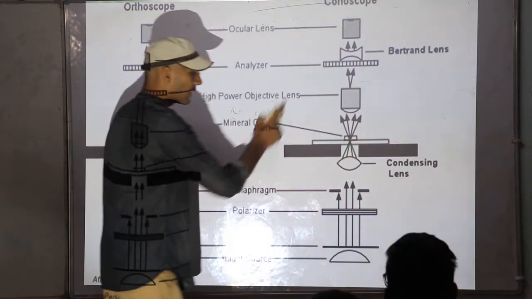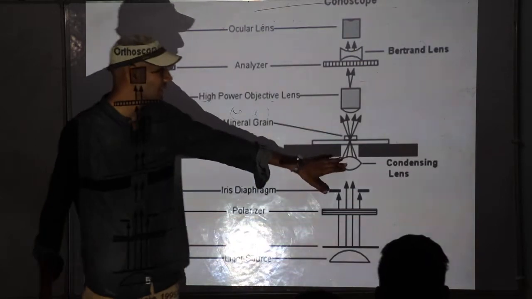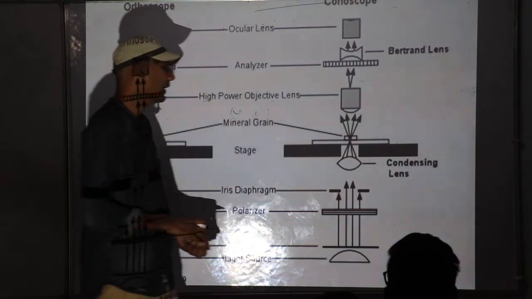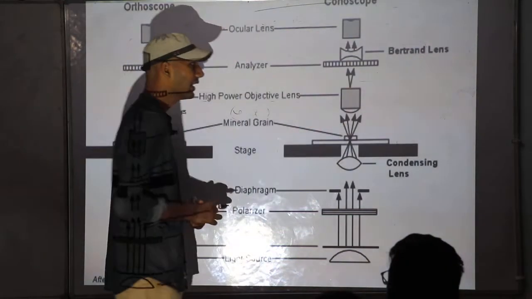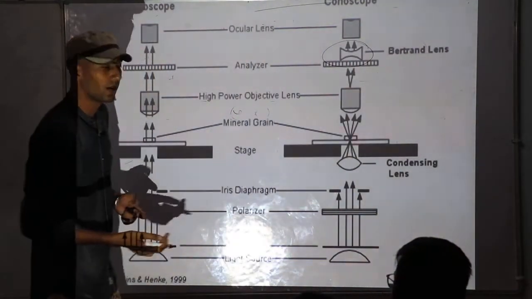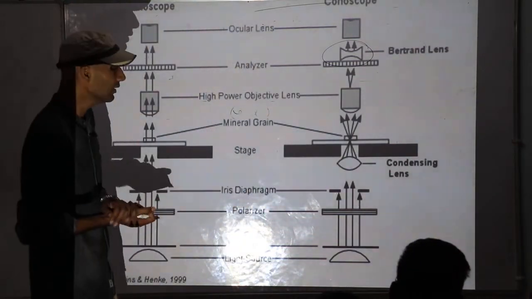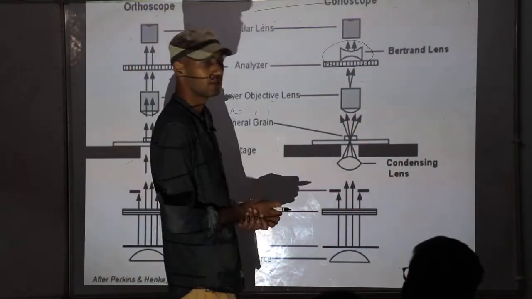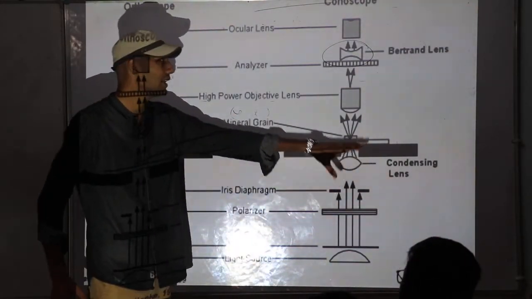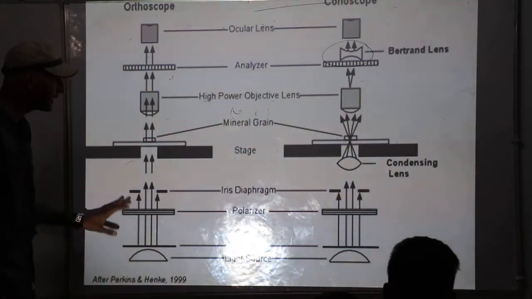But in conoscopic, by using a condensing lens or biconvex lens, the light rays fall in the shape of a cone on the crystal or mineral plate. Then they move away from each other. So we use a Bertrand lens or remove the ocular to increase the field of view, or to see more of the rays. Okay. So this is the setup for viewing an interference figure, the conoscopic arrangement. This is orthoscopic, that is the general setup.